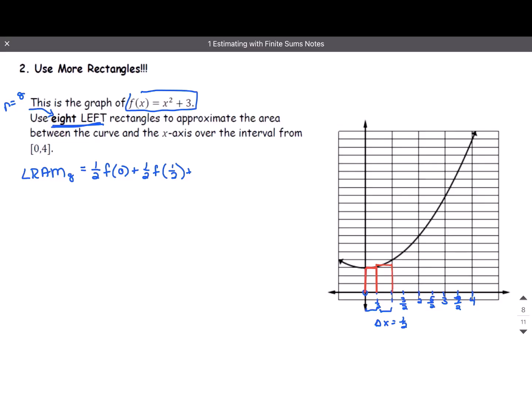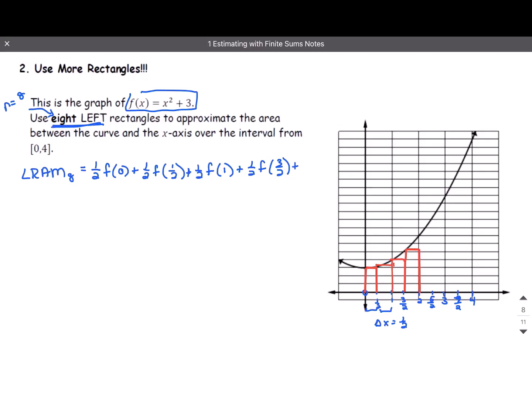All right, next rectangle, from 1 to 3 halves. That's a change of 1 half. Which one's on the left? The 1 is on the left, so we're going to use the height at 1. We're going to come across to the middle, and we're going to come down to 1 half. The next subinterval, from 3 halves to 2, has a base of 1 half, and 3 halves is on the left. So we are going to use the height at 3 halves, and then we're going to come across to the end of the subinterval and come down.